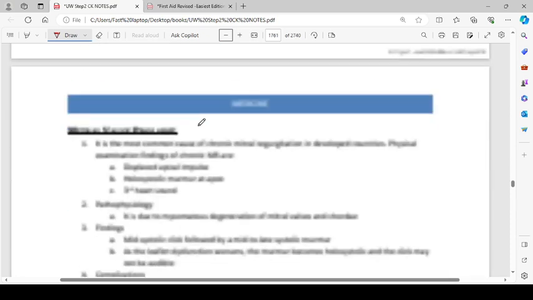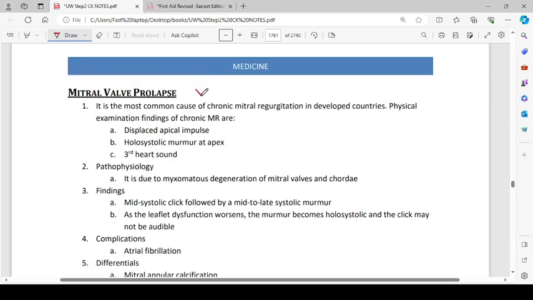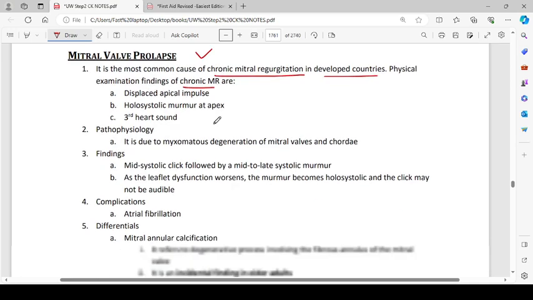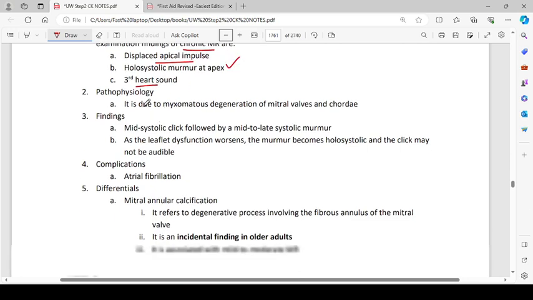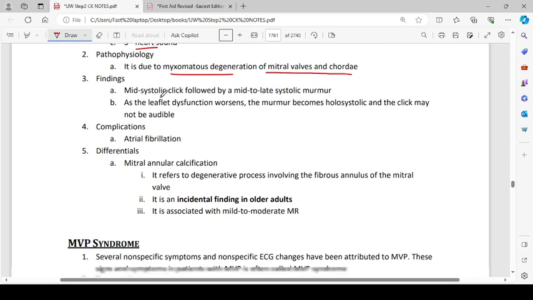Then comes the mitral valve prolapse. It is the most common cause of chronic mitral regurgitation in the developed countries. Physical examination findings of chronic mitral regurgitation are displaced apical impulse, holosystolic murmur at the apex, and third heart sound. The pathophysiology is due to the myxomatous degeneration of the mitral valve and chordae tendineae. The findings include a mid-systolic click followed by a mid to late systolic murmur. As the leaflet dysfunction worsens, the murmur becomes holosystolic and the click may not be audible.